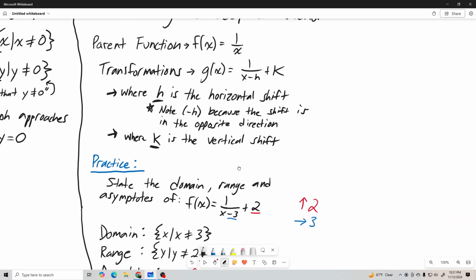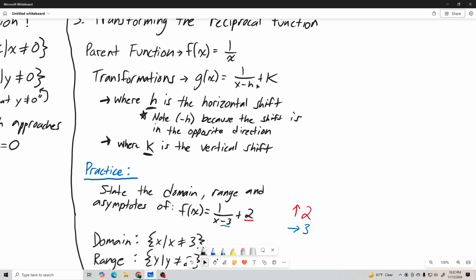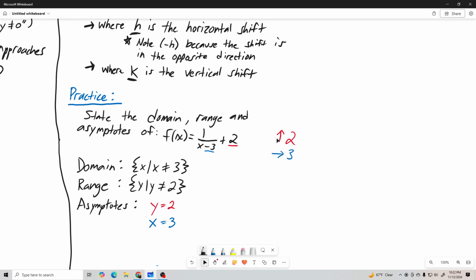And then we went into what a transformation is, how h and k are the same as they've always been, and how we can use h and k to find our asymptotes, which basically makes our domain and range very easy to find.